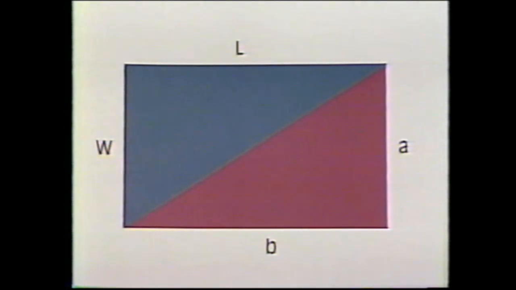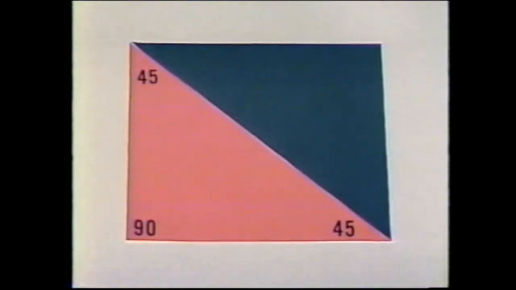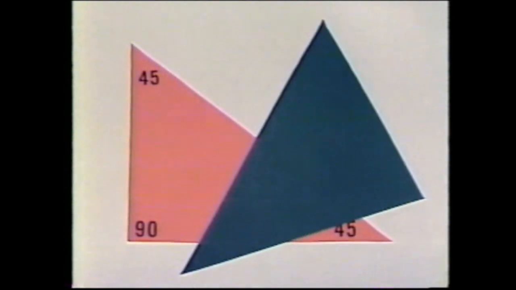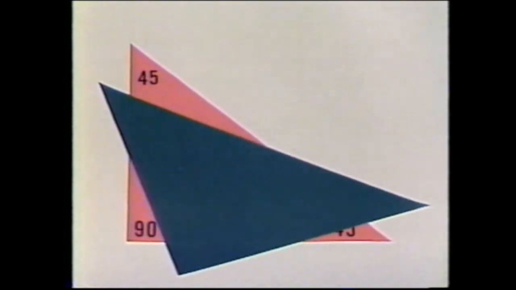Using the formula for calculating the area of a rectangle and substituting the base and altitude notations for the length and width of the rectangle, we see that the area of the triangle is the base multiplied by the altitude, that product divided by 2. This formula will work for the calculation of all triangles. We've just used an isosceles triangle for our example. An isosceles triangle is one in which 2 of the angles are equal.